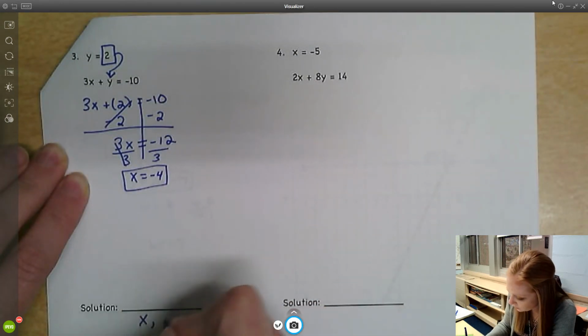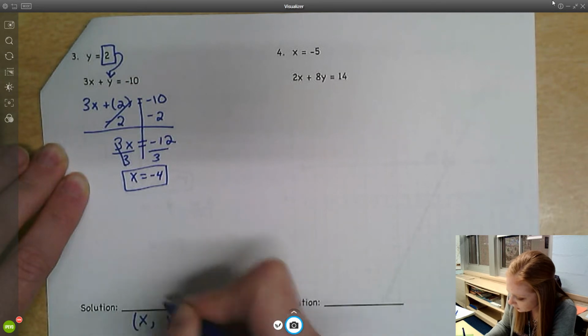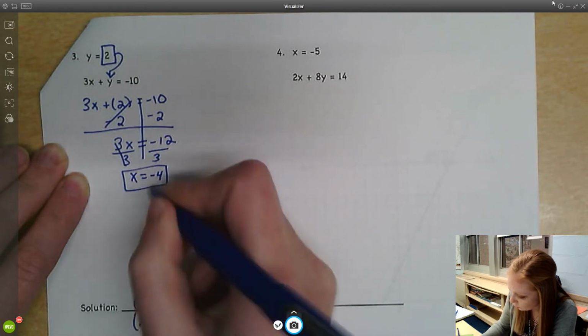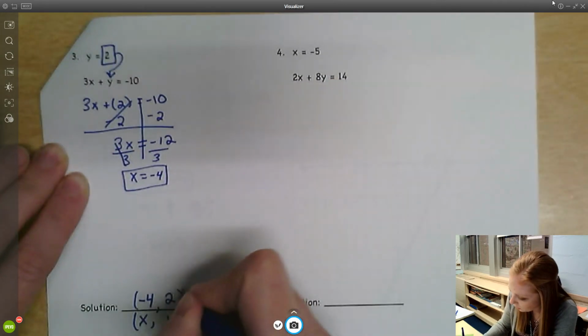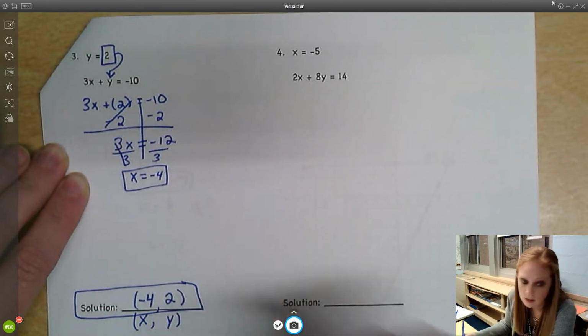Okay, now let's write our solution. Every solution goes x comma y. We just found out our x is negative 4, and we know from the beginning our y is 2. So our solution is negative 4 comma 2.